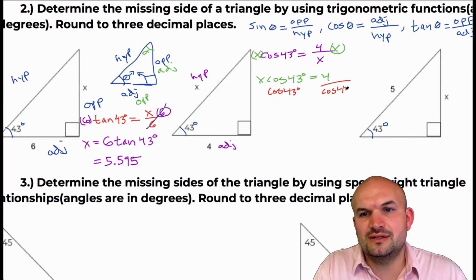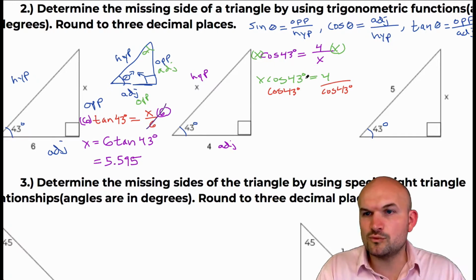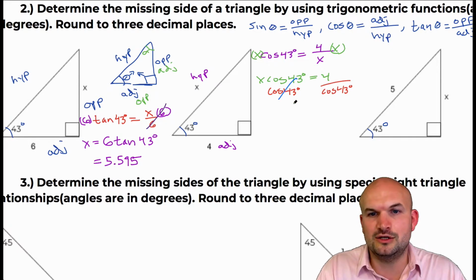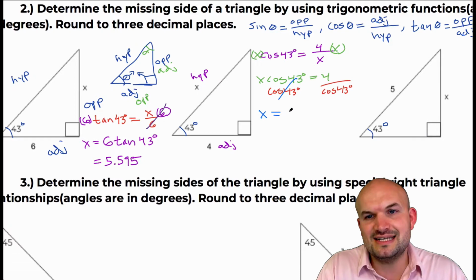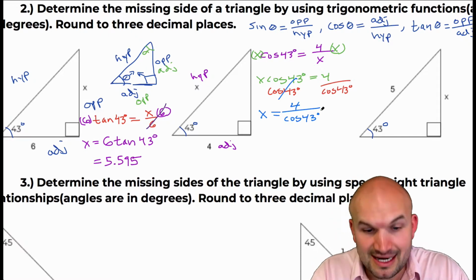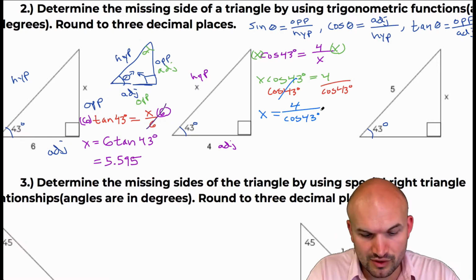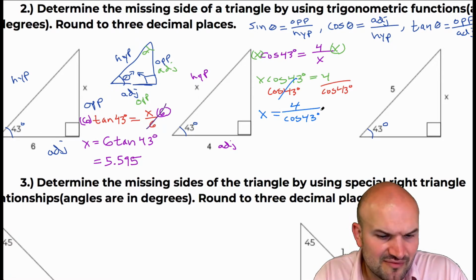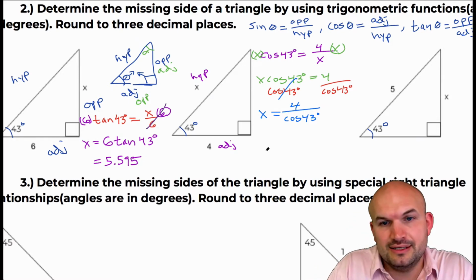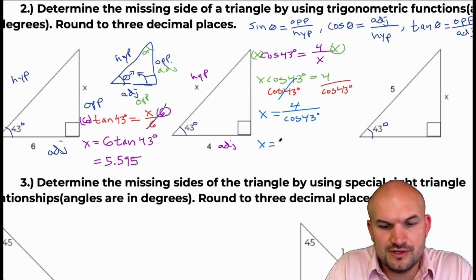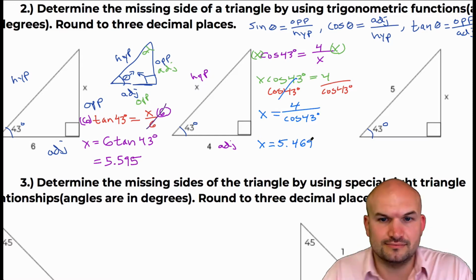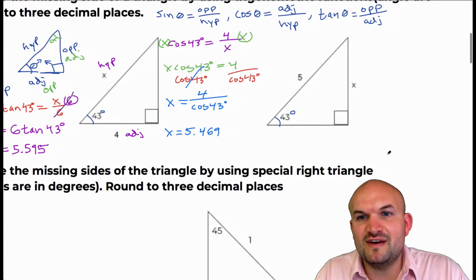And this one gets a little tricky because it's a little extra work with students, and so sometimes they get a little confused. So therefore I have x equals 4 over the cosine of 43 degrees. Now I can go ahead and plug that into my calculator exactly how it is, just do 4 divided by the cosine of 43. And I get 5.469, rounded. So x is equal to 5.469.